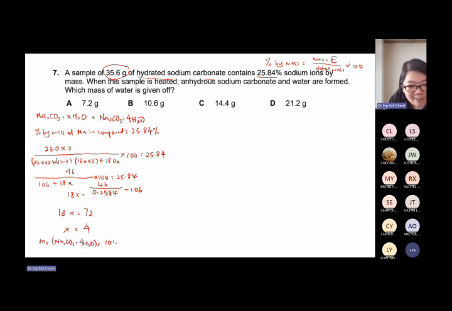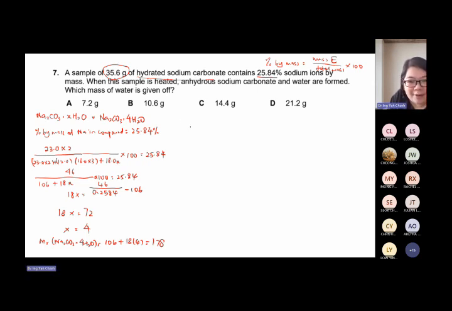Okay, 106 plus 18 times 4. How do I get 106? Because I've calculated from here just now, right? So it would be 106 plus 72, 178. Oh, sorry, I found the total here already just now. Okay, so 178 will be the molecular weight.